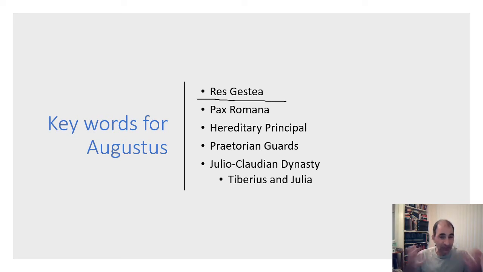Now, you have to ask yourself this question. Caesar tried this. Caesar was assassinated. Why is Augustus able to do this? Why is Augustus able to become emperor? Not only become emperor, establish an entire dynasty called the Julio-Claudian dynasty. Why is he able to do this?